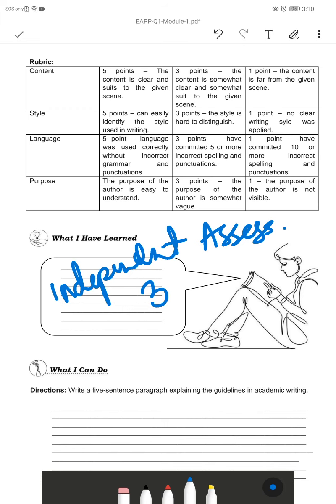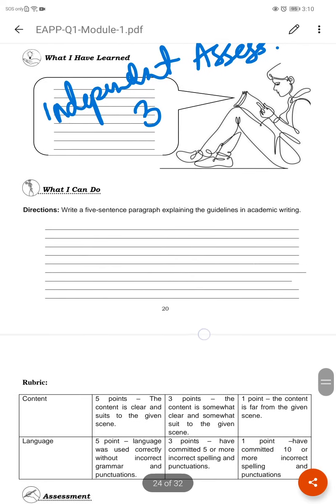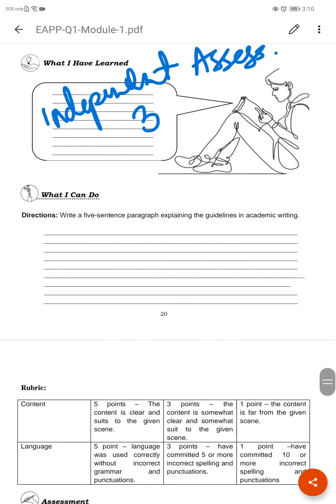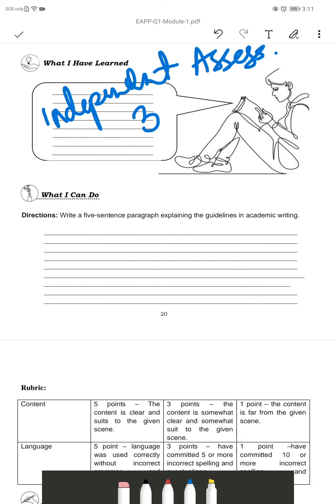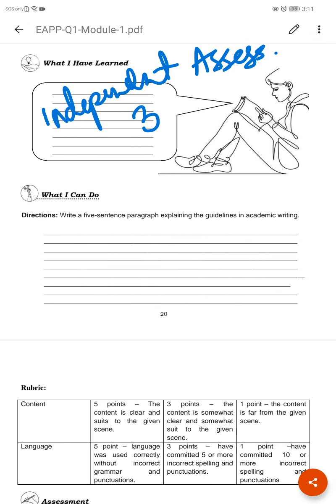It's both generalization. Okay? And then for this activity application, write a 5-sentence paragraph explaining the guidelines in academic writing. So here, you're just going to summarize everything that we have discussed in 5 sentences. What are the 4 features of language that we should observe when we're writing academic text? What is academic text? What are the things we should observe in writing academic text? What are the 4 styles in writing academic text? So, you could put those here in 5 sentences only. It's very short, so don't punish yourself too much.